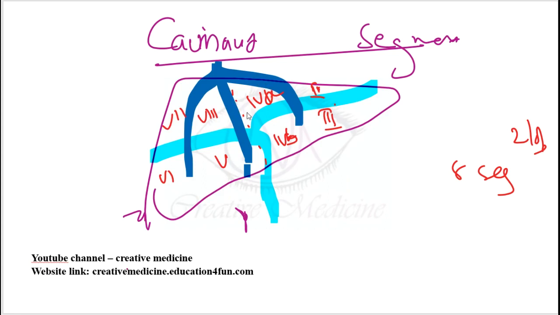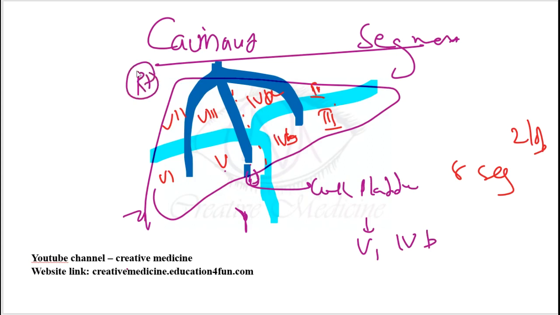So if there is carcinoma of the gallbladder, where do you see the gallbladder? Gallbladder is seen somewhere here. If there is carcinoma of the gallbladder, it is in direct relationship with segments 5 and 4B. So in these cases, you will have to remove the right lobe of the liver along with the 4A and 4B segments.